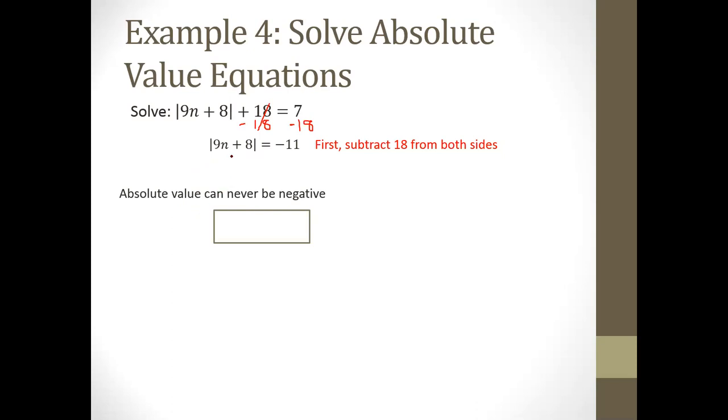we can stop here because we just talked about what the absolute value means, right? That absolute value symbol measures the distance that 9n plus 8 is from 0 on the number line. Absolute value can never be negative because distance is not negative. There's no such thing as negative 11 feet. Distance will always be a positive number. So for this problem, if you get the absolute value by itself and it equals a negative number, you would write no solution because the absolute value can't be negative.